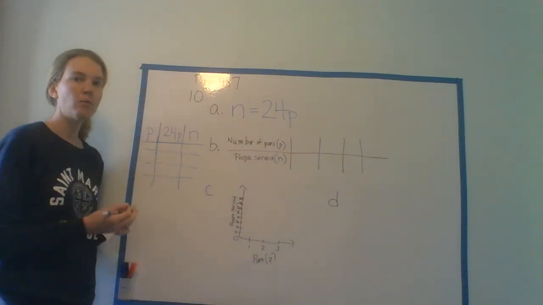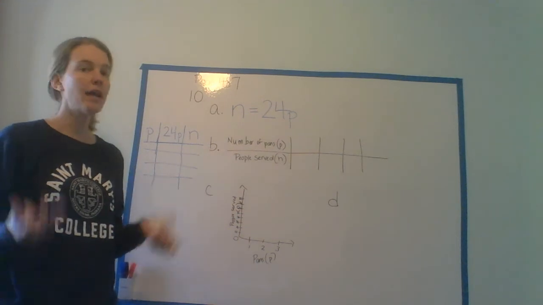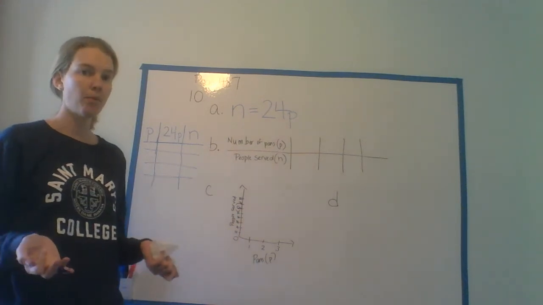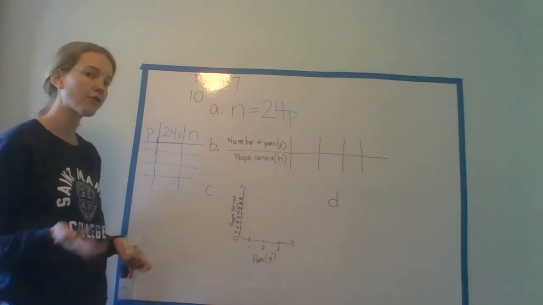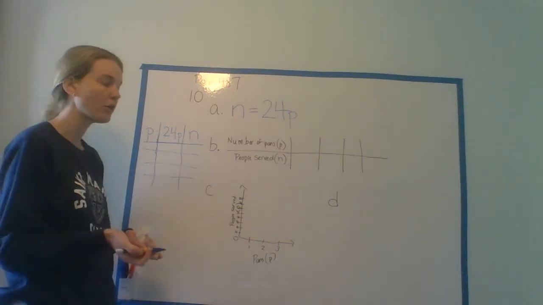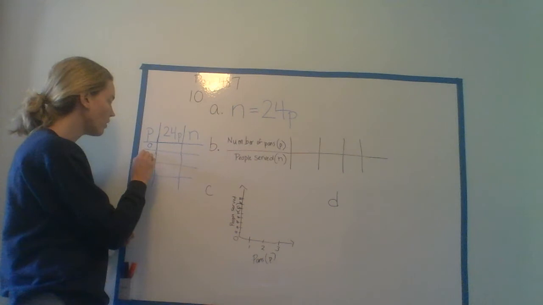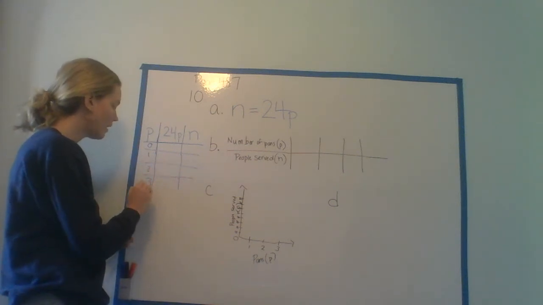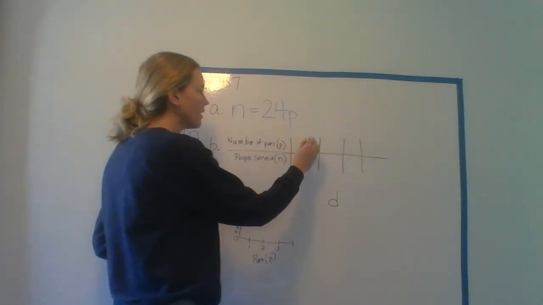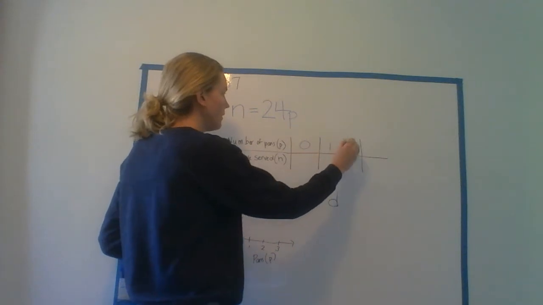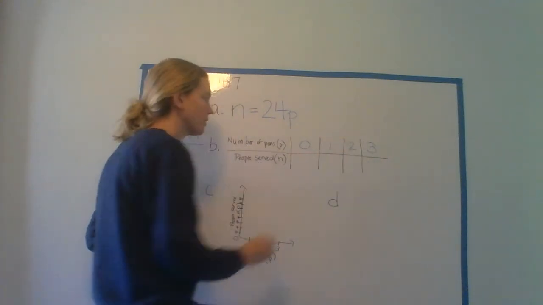And at this point, when we are making a function table, you just choose any 3 numbers that you would want to put into your table. Today I'm actually going to do 4 just to make my line a little bit longer. You really only have to do 3 if you want. I'm going to choose the easiest numbers. I'm going to choose 0, 1, 2, and 3. I'll do the same thing over here. 0, 1, 2, and 3.